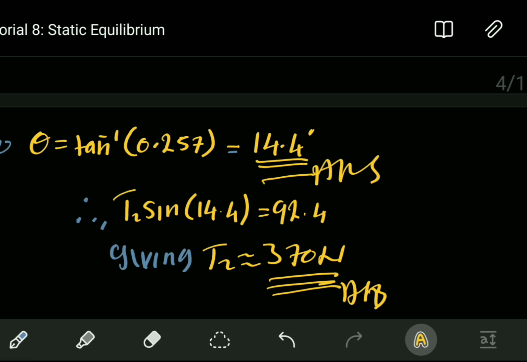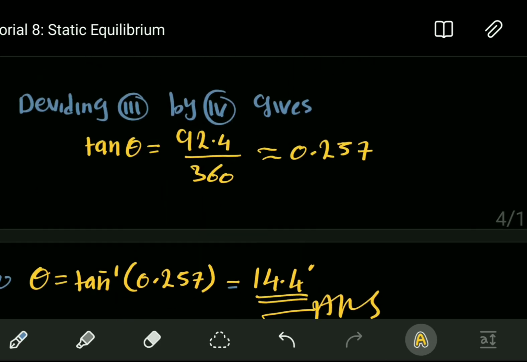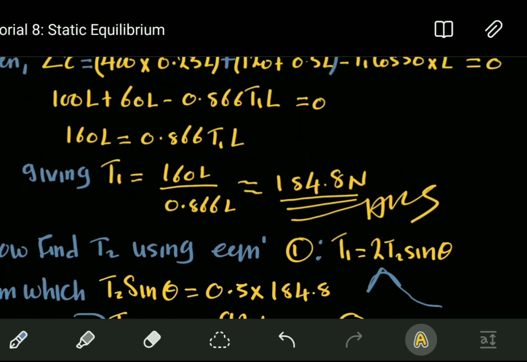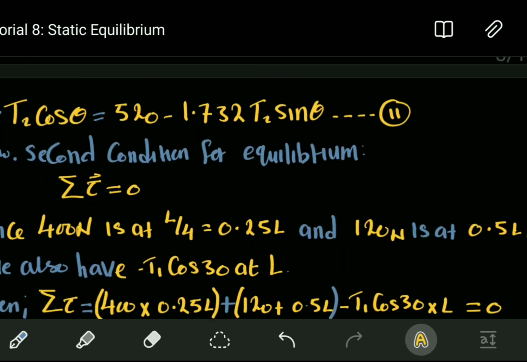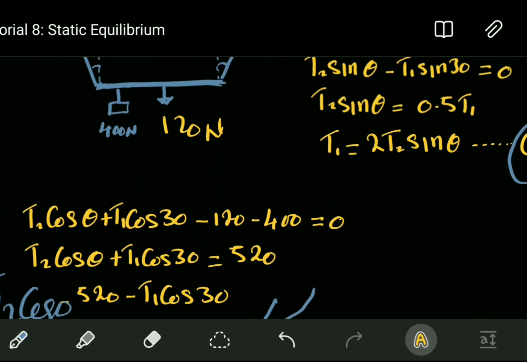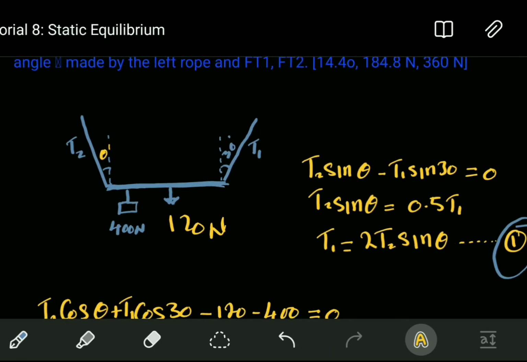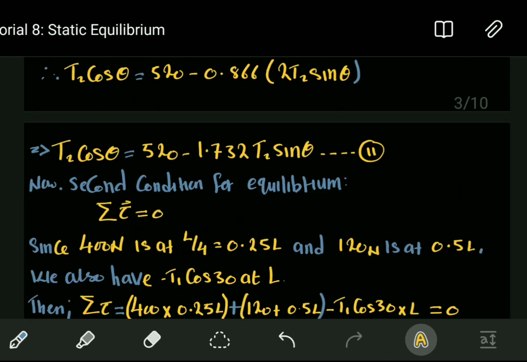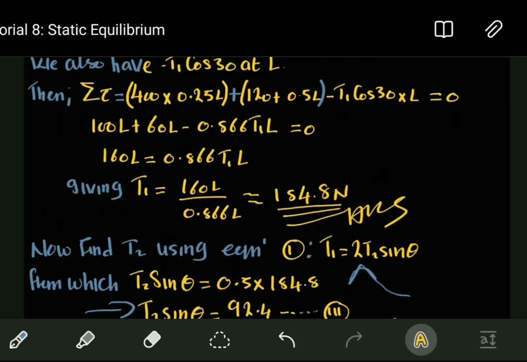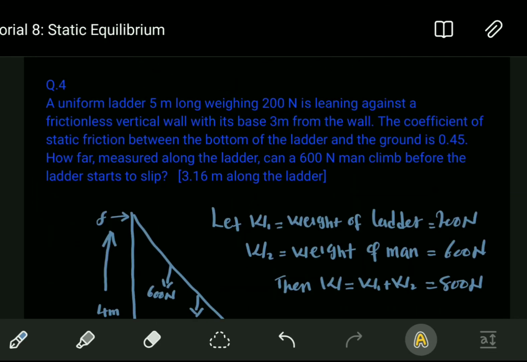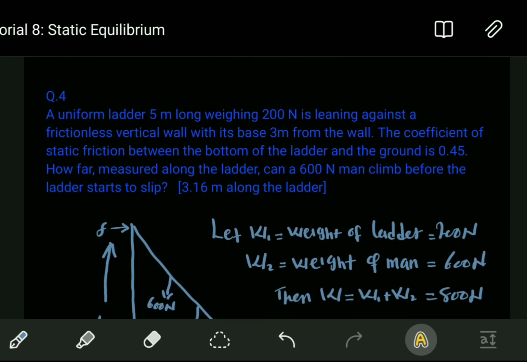So that is how we go about this system. We have found the values of T2 and T1. Notice that for this question we have actually used both conditions for equilibrium. They have been applied for this particular system. All right, so let's move on to the next question. We have question 4.